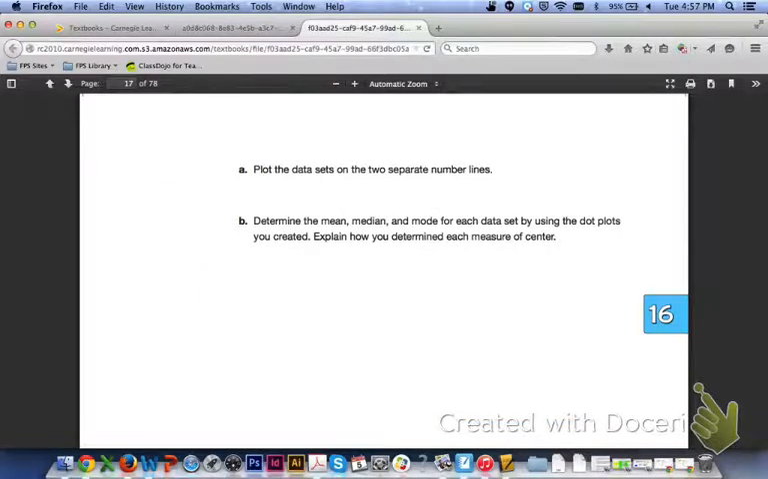For 5A, again, it says plot the data sets on the 2 separate number lines, so go ahead and plot those. And then B, it says to determine the mean, median, and mode for each data set by using the dot plots you created. And then you must explain how you determine each measure of center. So a couple of things that you have to do. First, determine the mean, median, mode, and then explain how you determined each measure of center. So make sure you get both tasks done. When you're done, unpause the video.